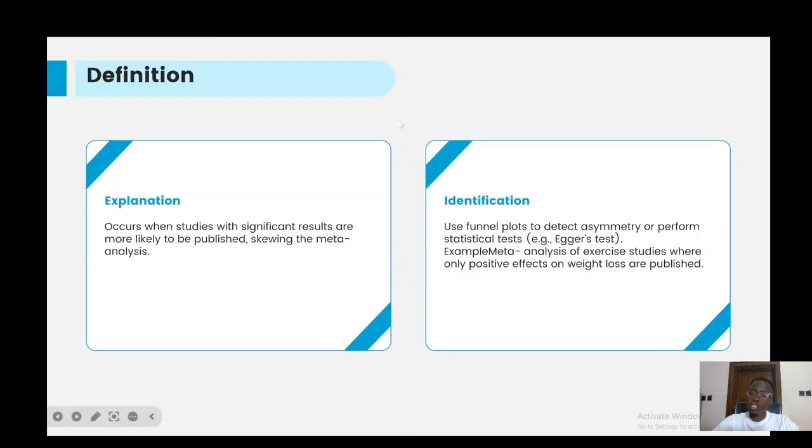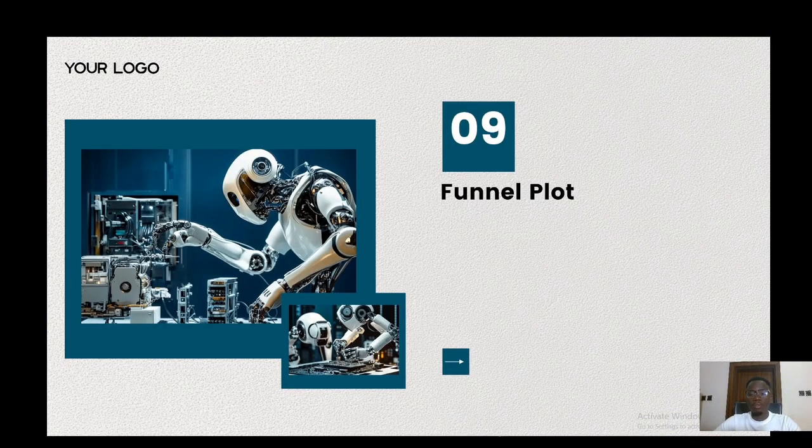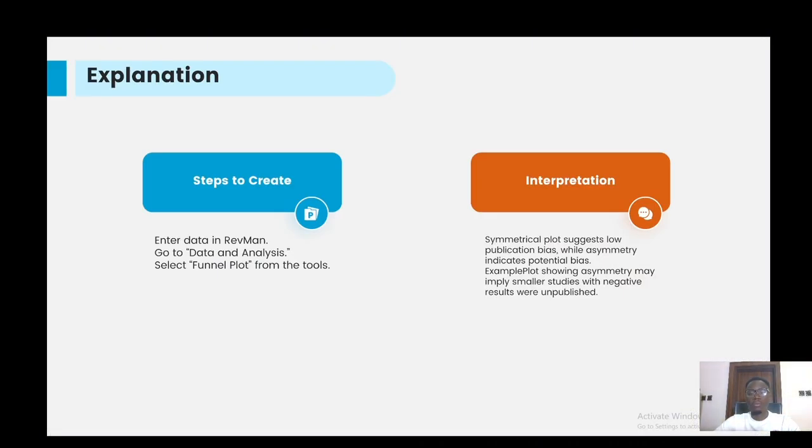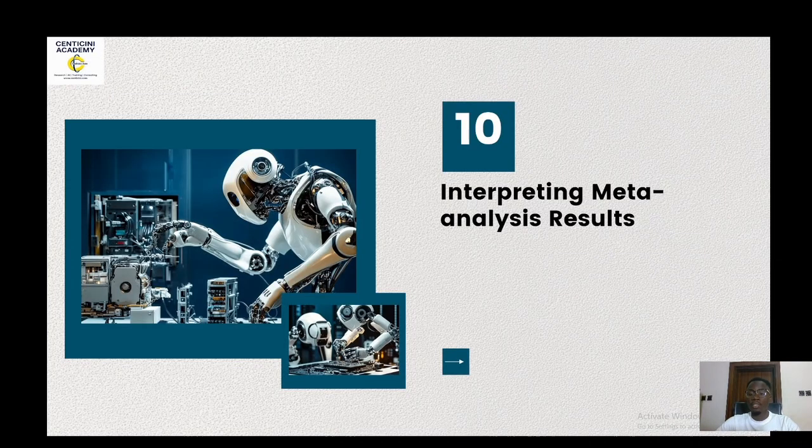Now, the plot that we generate is called a funnel plot. This is used to determine asymmetry and perform statistical tests like the Egger's test. Now we're also going to talk about how to create this: enter the data in RevMan, go to data analysis, and select funnel plot from the tools. We'll talk about all this and also how to interpret it.